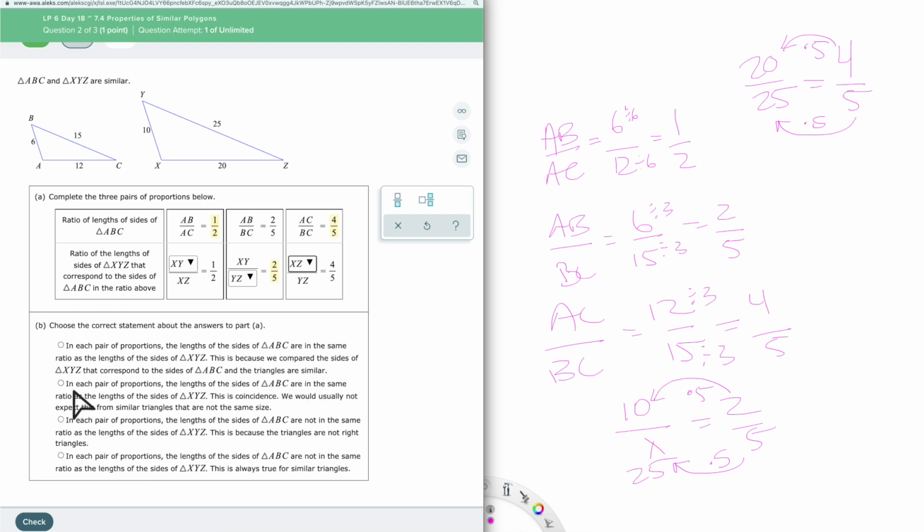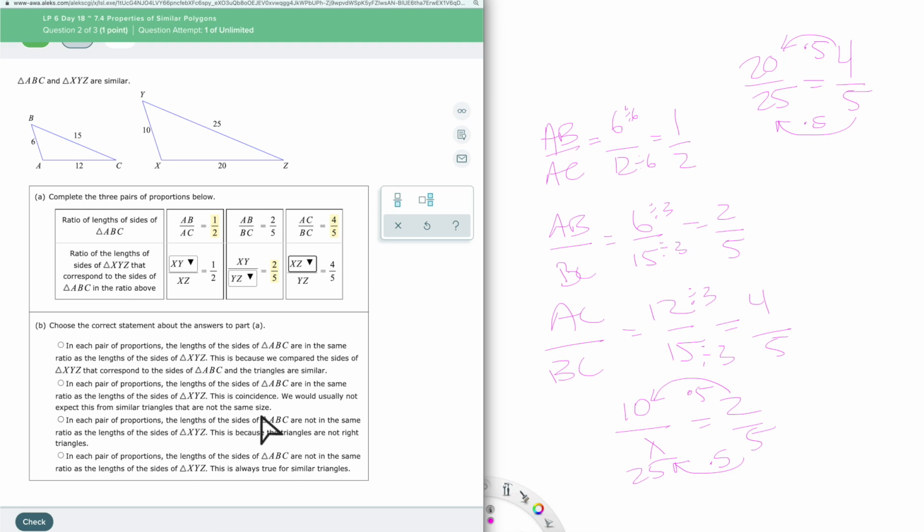So in each pair of proportions, the lengths of the sides of ABC are in the same ratio as the lengths of sides XYZ. So it's the same kind of statement they made on the top one. This is not a coincidence. We would usually expect this with similar triangles that are not the same size.